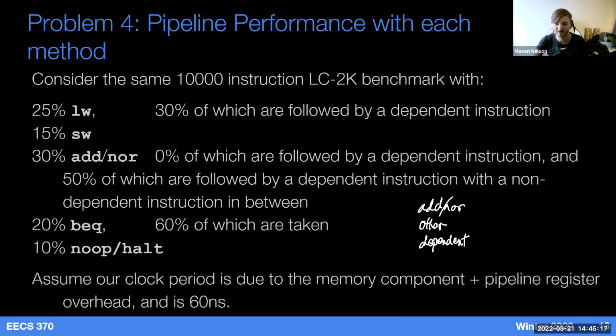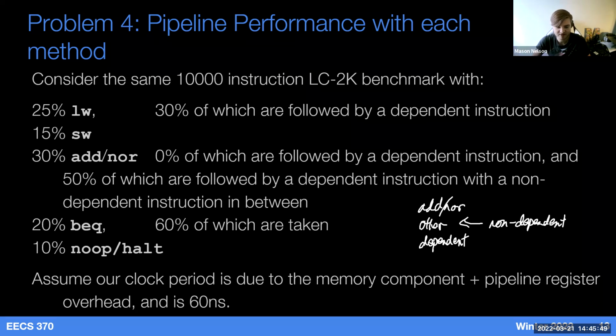So that's what it means by 50% of our ADNORs being followed by a dependent instruction with a non-dependent in between. And this one is non-dependent. I like to call this sandwiching, since the non-dependent is sandwiched between our ADNOR and our dependent instruction. And then we have 20% of our BEQs, and 60% of our BEQs are taken branches, which of course means that 40% are not taken. And then all of our other weights are the same.